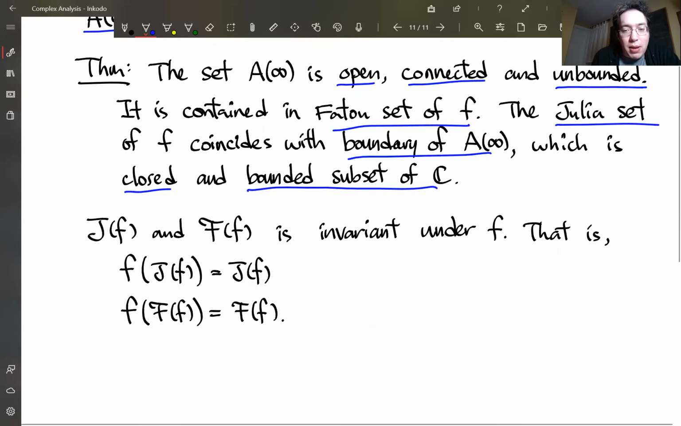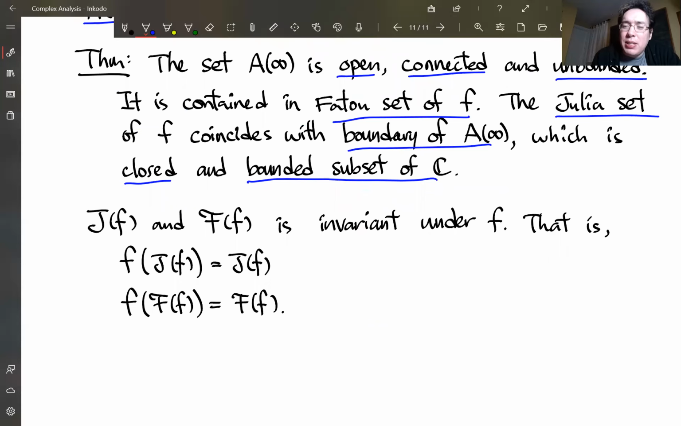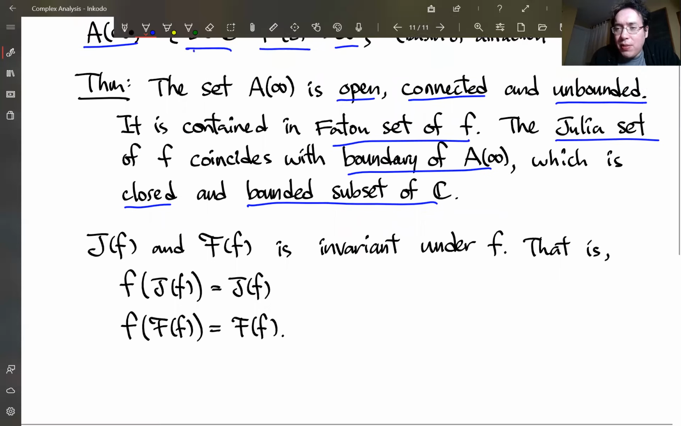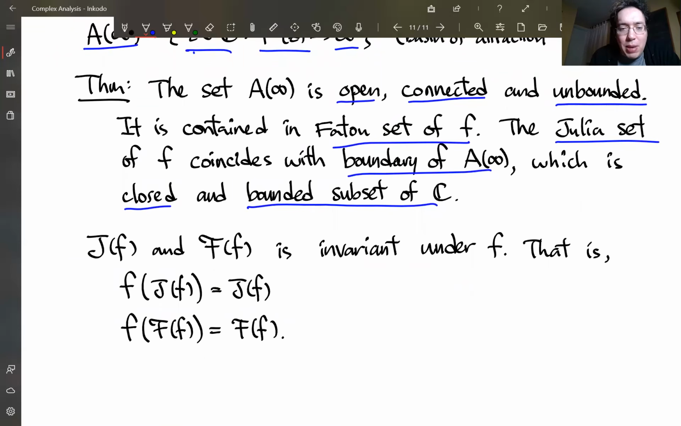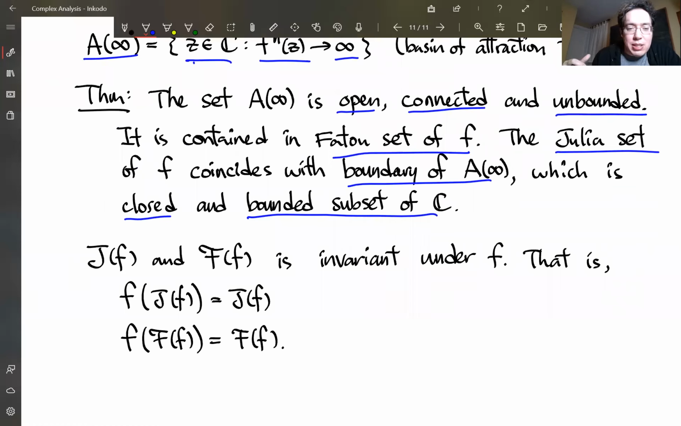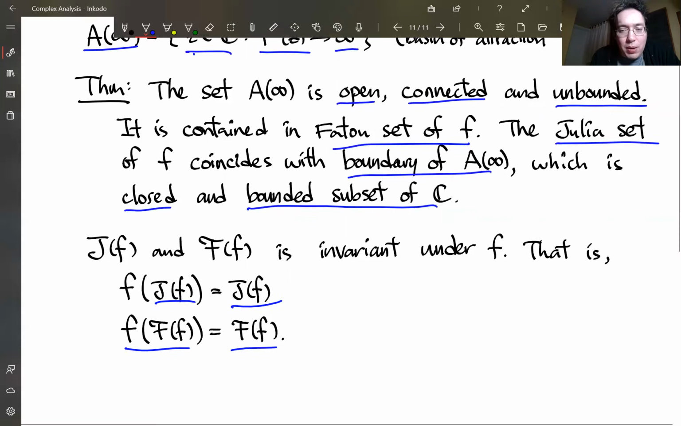Okay. And I don't know if this is clear from the definition, but the observation you can make is that because the Julia set and Fatou set are defined by what happens after iterating with f, applying the function f doesn't really change the set at all. So if you take a Julia set and you put all the points in the set into the function, you're going to get the same Julia set back. And the same thing with the Fatou set as well.